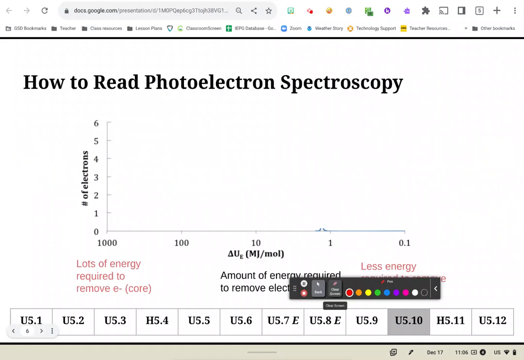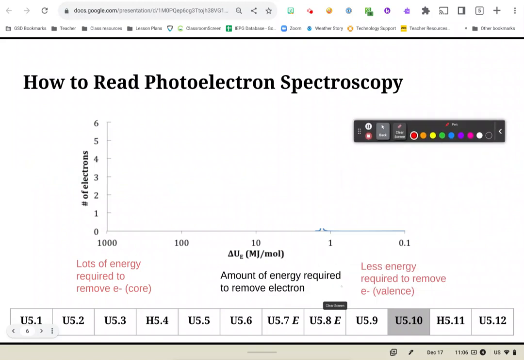All right, so here is a photoelectron spectrum. So we're going to give you this graph, and I'm going to go through what all the parts mean. What we're looking at here is on the y-axis, we have the number of electrons. That's pretty straightforward. It's how many electrons would be released given a certain amount of energy that was sent into the atom. On the x-axis, a little bit more going on here. The x-axis is the amount of energy required to remove an electron.